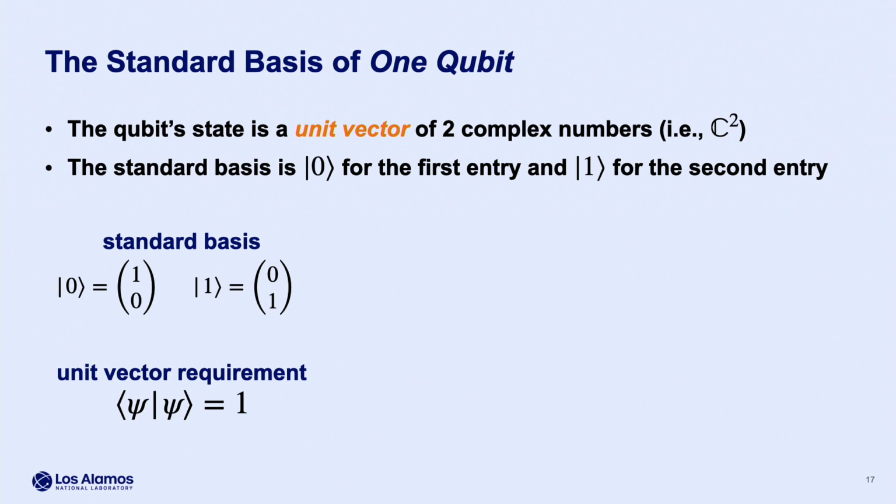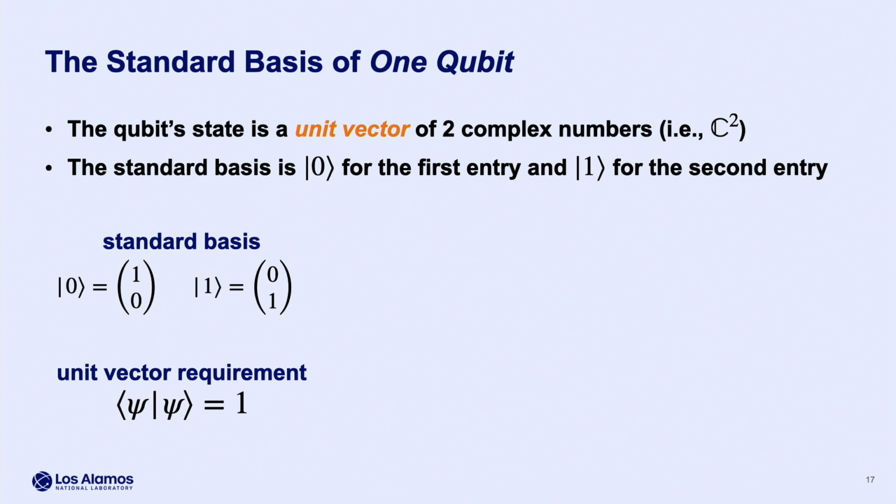By convention, we're going to say that the standard basis for this unit vector is a 0 for the first entry and a 1 for the second entry. So here's the vector. Because there's a 1 in the top, we're going to call that the 0 entry. Here's the complex vector. Because there's a 1 in the bottom, we're going to call that the 1 entry.